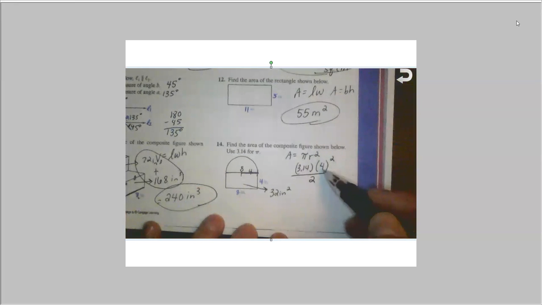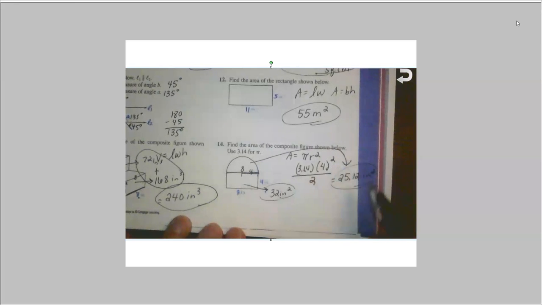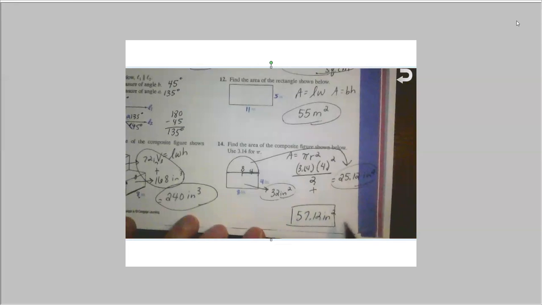Remember, with our order of operations, I have to square the 4 first. So it's 4 times 4 times 3.14 divided by 2, and that's going to equal 25.12 square inches. So I've got 2 individual areas that I'm going to add together to get the total, which is going to be 57.12 square inches. Remember, area is square units, volume is cubic units.